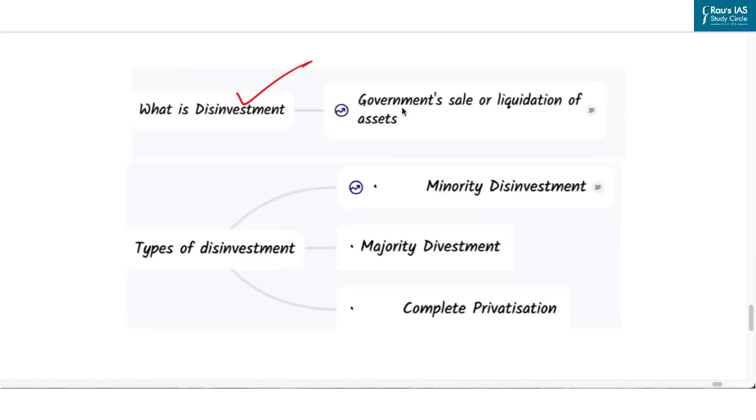Now disinvestment refers to the government sale or liquidation of assets, and that is usually central and state public sector enterprises, projects or other fixed assets. Now disinvestment may be used in specific situations to privatize assets. However, not every disinvestment results in privatization.